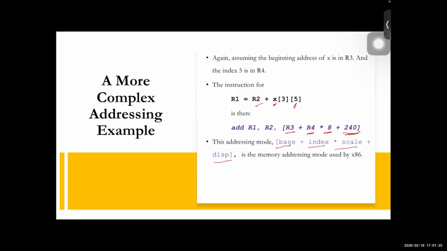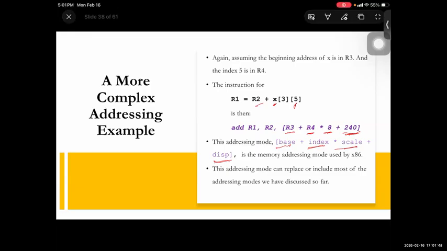So this example covers base address plus index multiplied with scale plus displacement, which is the memory addressing mode used by the 8086. This addressing mode can replace or include most of the addressing modes we discussed so far. What are those? The register addressing mode, indexed addressing mode, scaled addressing mode, and displacement addressing mode. So that covers all the combinations of addressing modes. Is that clear?